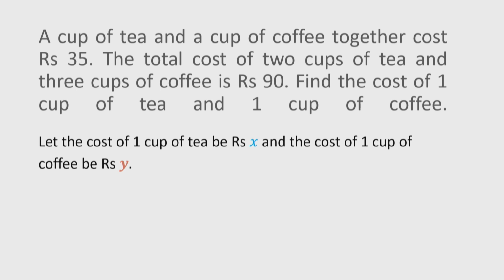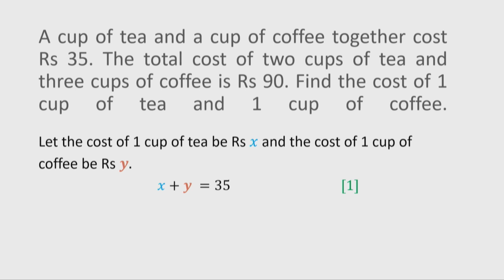A cup of tea and a cup of coffee together costs 35 rupees. So if 1 cup of tea is equal to x rupees and 1 cup of coffee is equal to y rupees, can you form an equation using these two variables and the first sentence? Yes, x plus y equal to 35, because 1 cup of tea and 1 cup of coffee together costs 35 rupees. So we get our first equation, x plus y equal to 35 rupees.